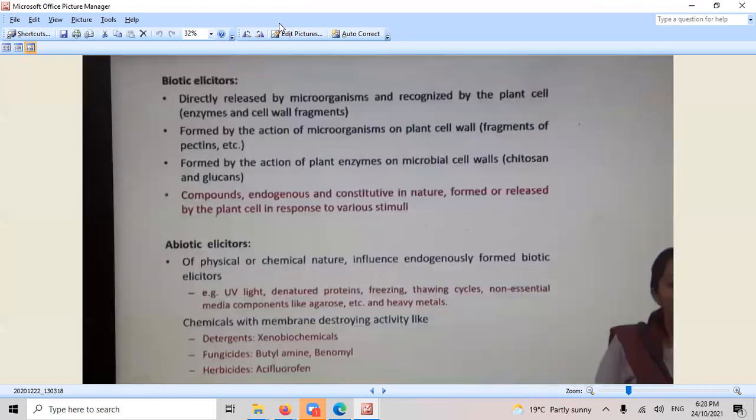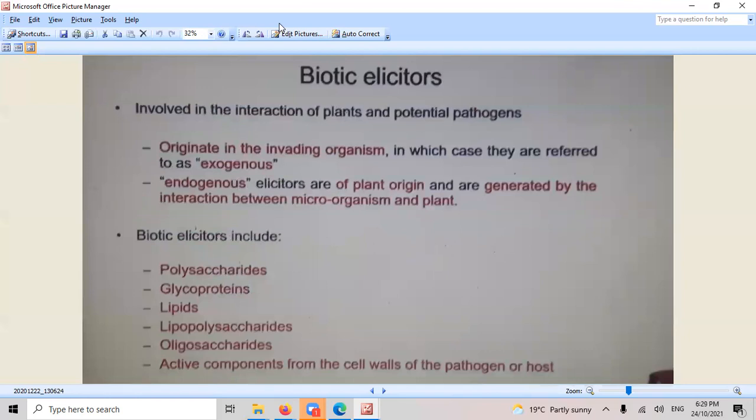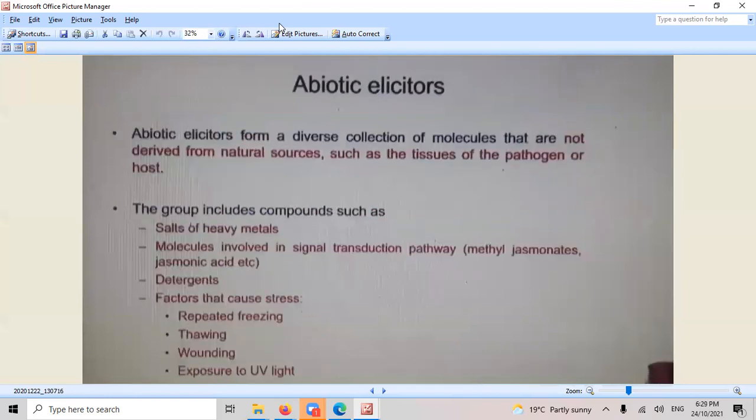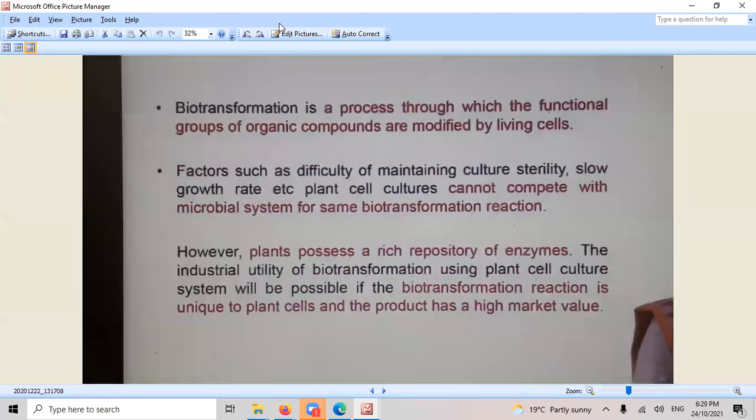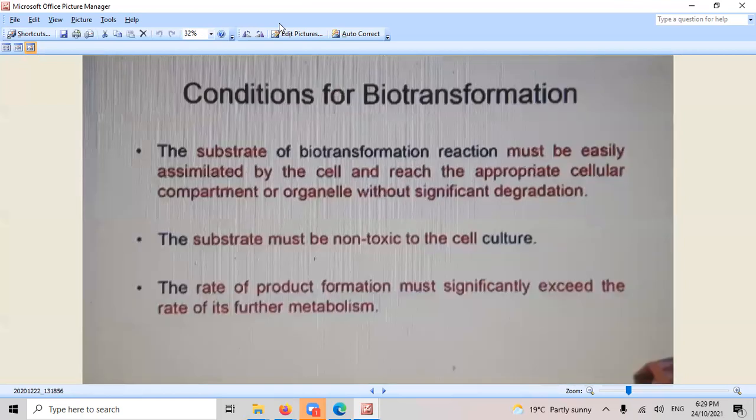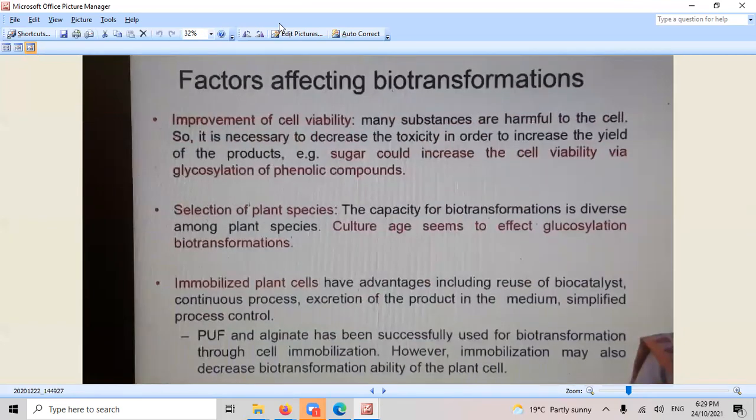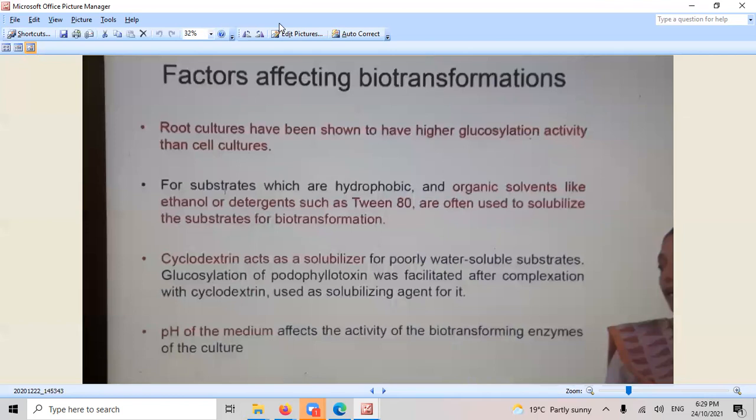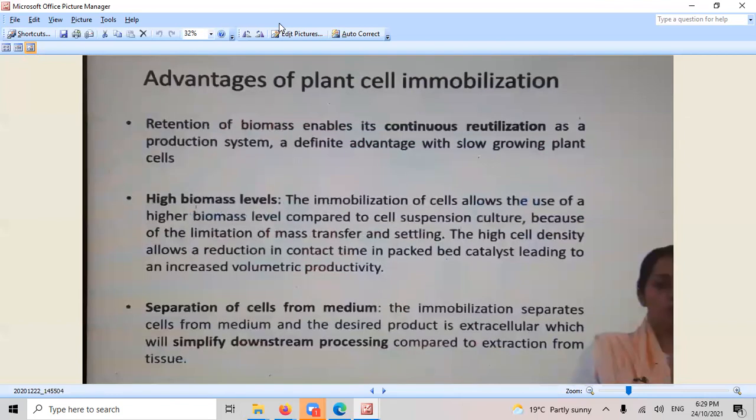Types of elicitors. Biotic and abiotic elicitors. There's a lot of different ones. Abiotic. Good stuff there. Mentions biotransformation. So you want to use your elicitors to induce your plants with problems, so it'll back up their immune system and boost their genes.